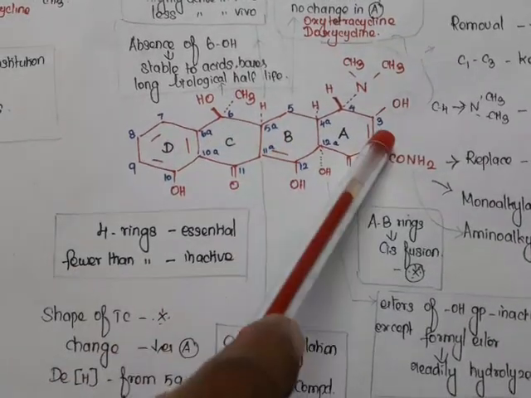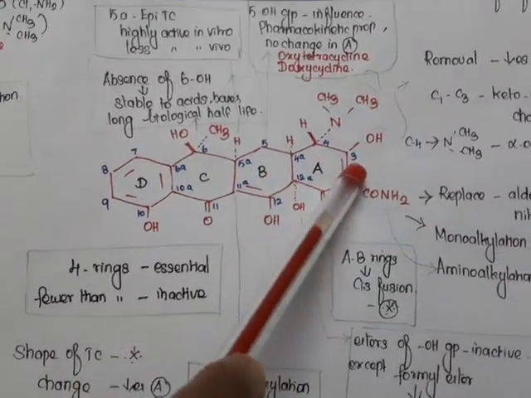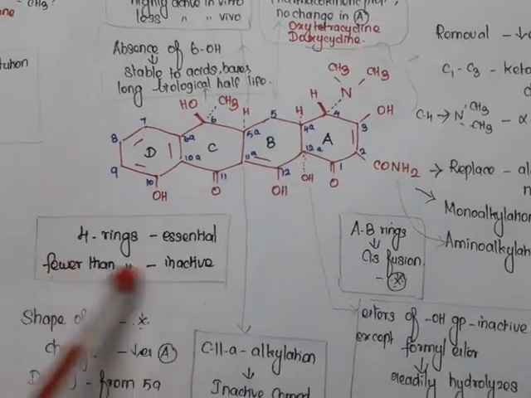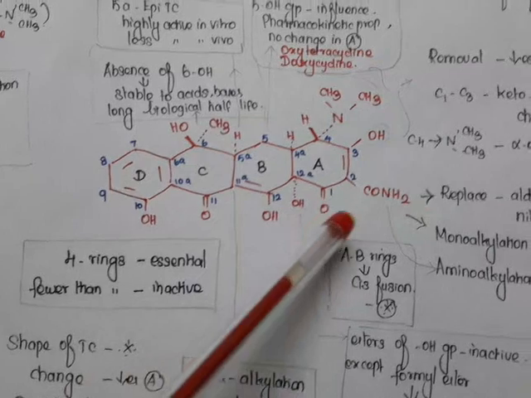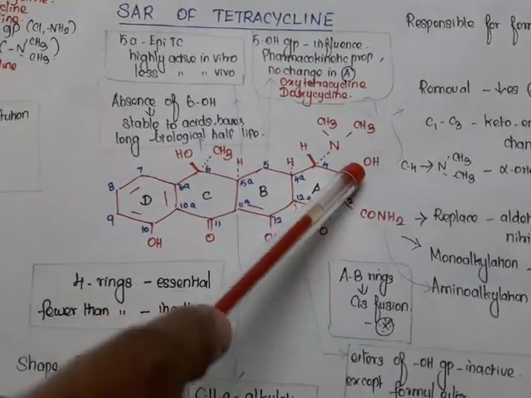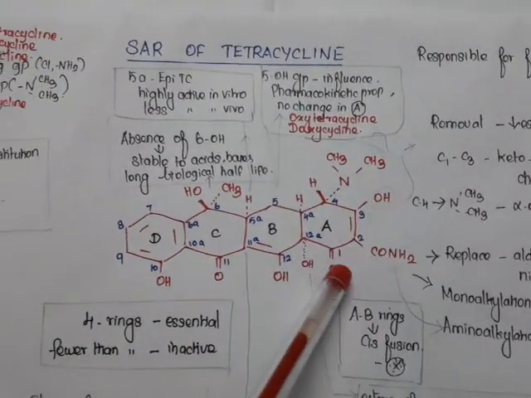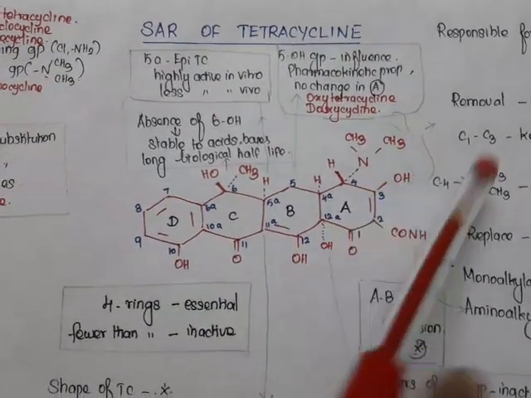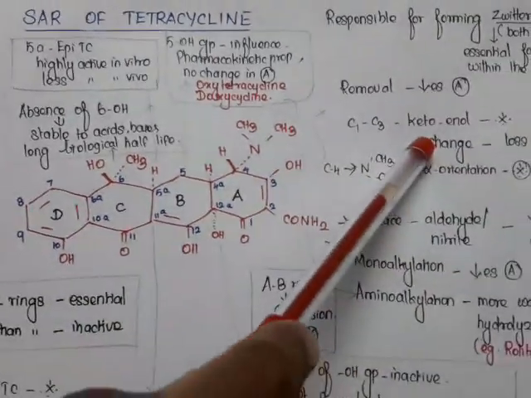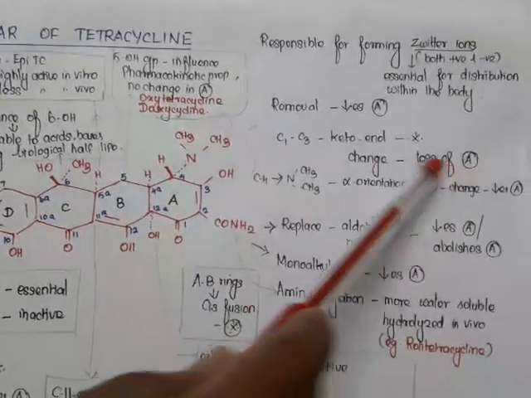Now it is having 4 rings. These 4 rings are essential for activity. If it is fewer than 4 rings, it would be inactive. Now in first position it is having ketone and third position it is having alcohol. So these two keto-enol groups at 1 and 3 are important for activity. If there is any change in that, there may be loss of activity.